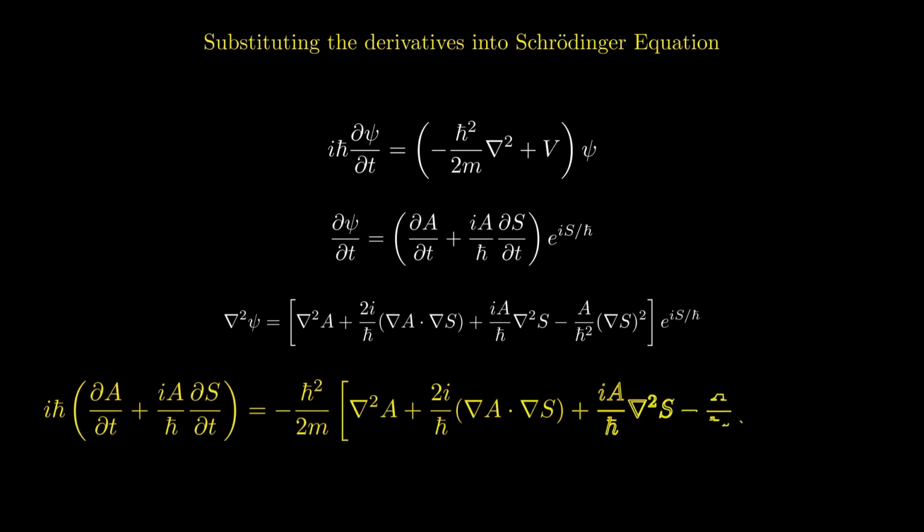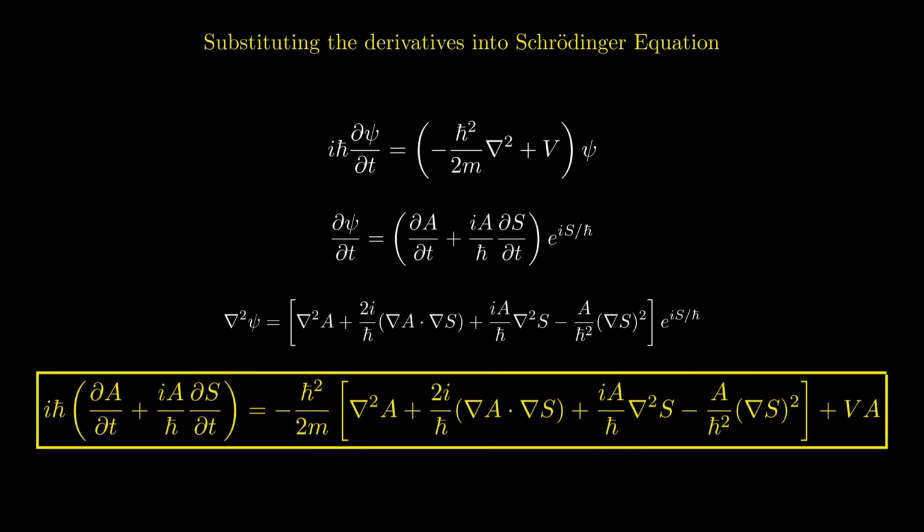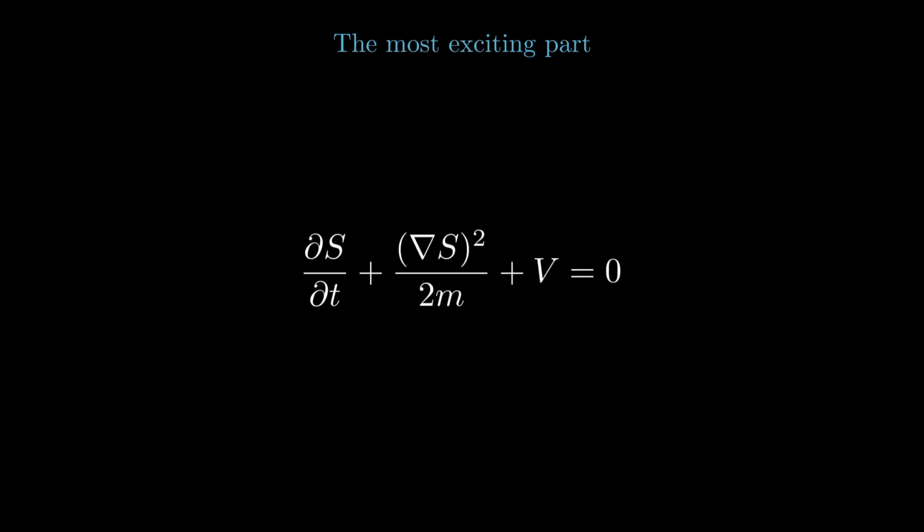Now comes the most exciting part. What's going to happen if we substitute Planck's constant h bar equal to 0 in this equation? We are going to end up with something really interesting. Substituting h bar equal to 0, we are going to end up with this simple equation right here.